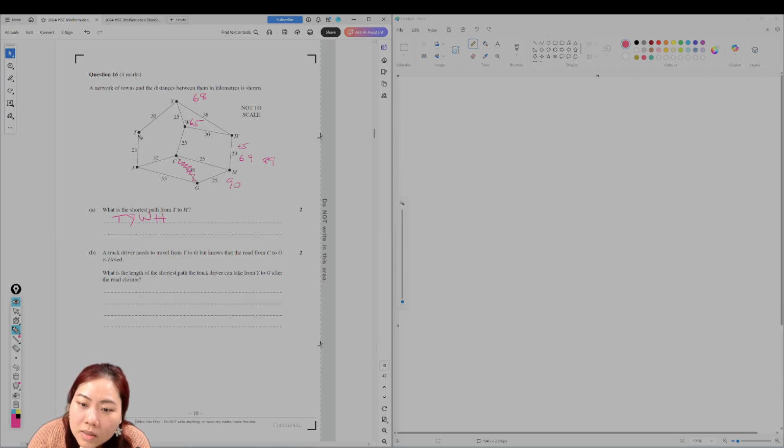Would this make any sense? No, this won't make any sense. Would this go make sense? No, that won't make sense either. So by 1 kilometer less, we go Y, W, H, M, G. Oh, both of these are worth 2 marks. Probably should do some working out. Y, W, H, M, G. So we have 15 plus 20 plus 29 plus 25, which I believe is 89 kilometers.